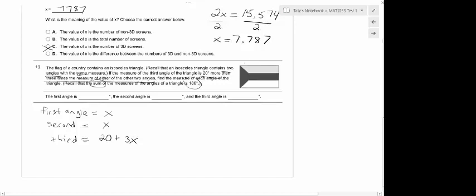Are there any questions so far about how I came up with those expressions? No? Okay. Now we're going to add them up and set it equal to 180, right? Because the sum of the measures of the angles of any triangle is always 180.